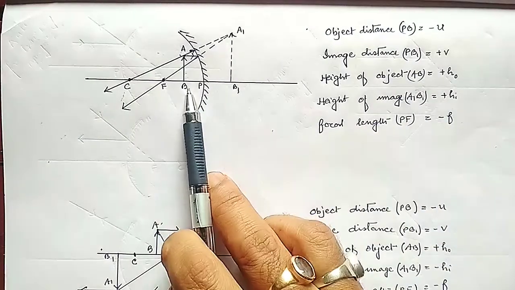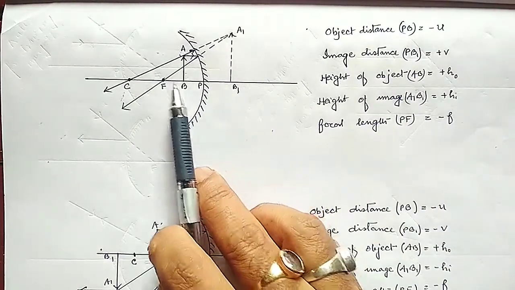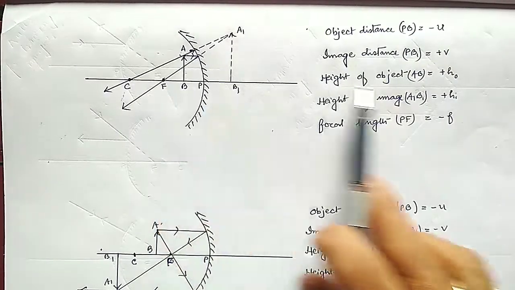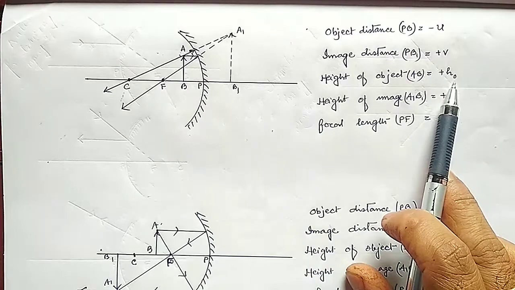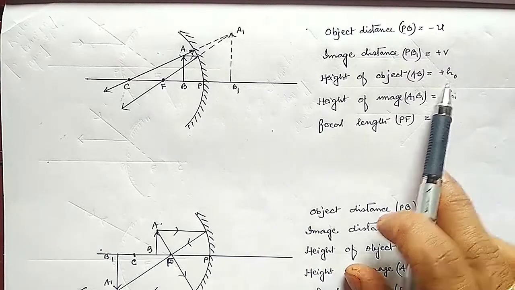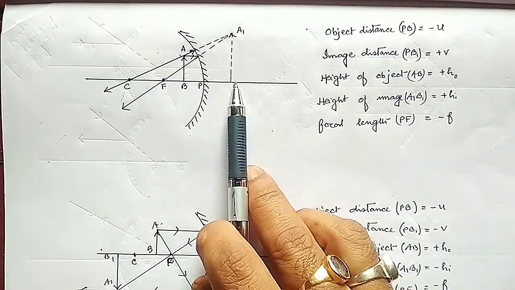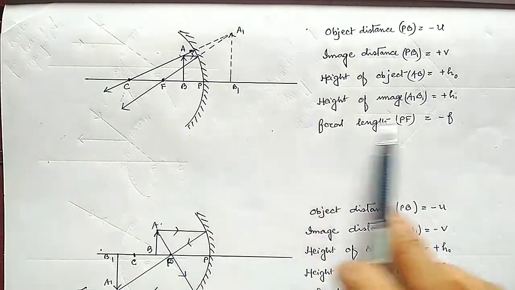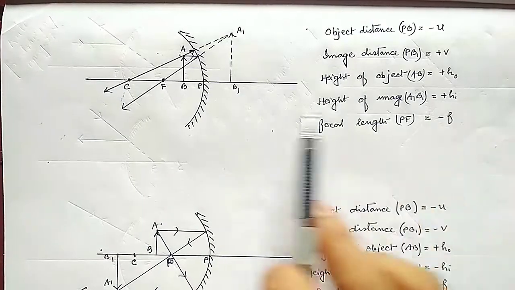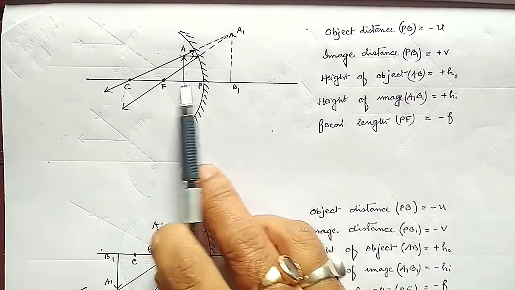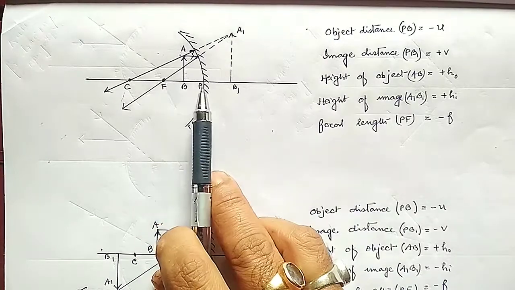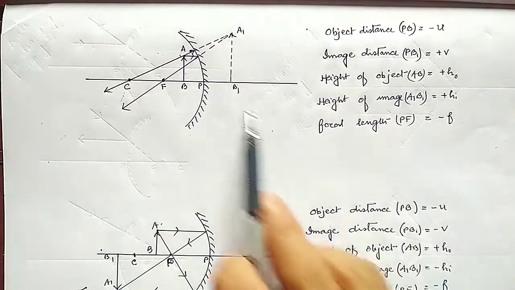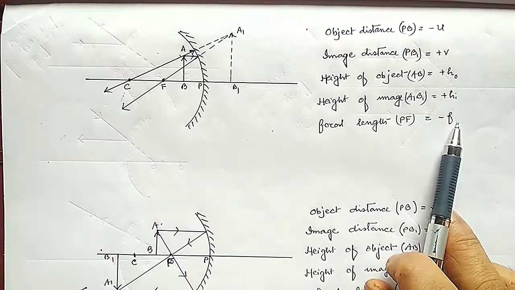Here the object is AB and the height of the object AB is above the principal axis. Since it is above the principal axis, this will be represented as plus ho, meaning height of the object. A1B1 is the height of the image, which is also above the principal axis, so this will be plus hi. And here F is the focus and PF is the focal length. Since the focal length is on the left hand side of the pole, focal length PF will be minus f. I hope this one is clear.